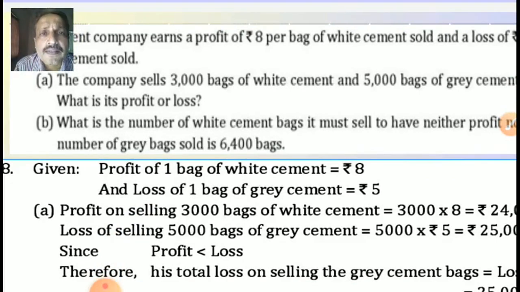Given, what things are given? Profit of one bag of white cement is 8 rupees, already given. Loss of a grey cement bag is 5 rupees. And 3,000 white cement bags sold in a month. So what number do we have to multiply with 3,000? Yes, correct. 3,000 into 8.